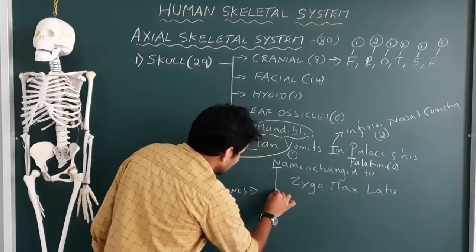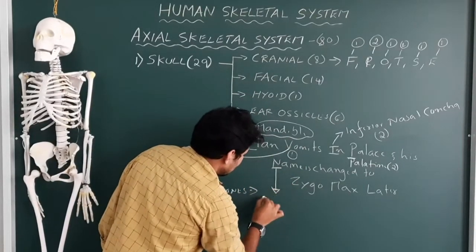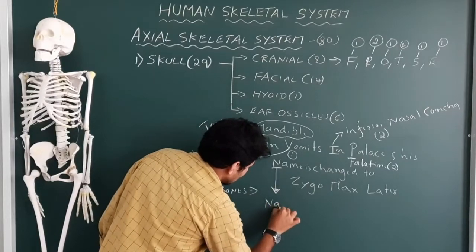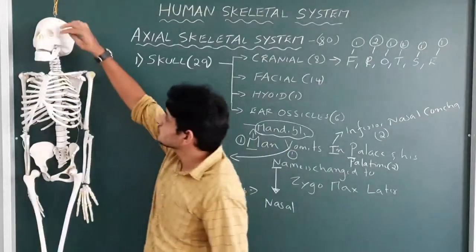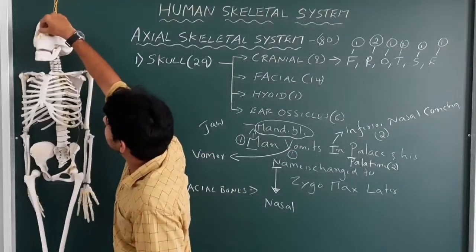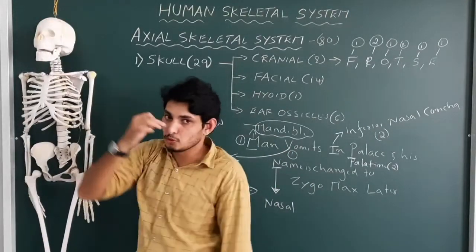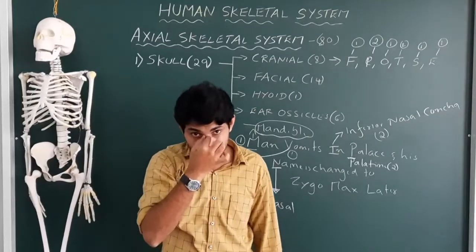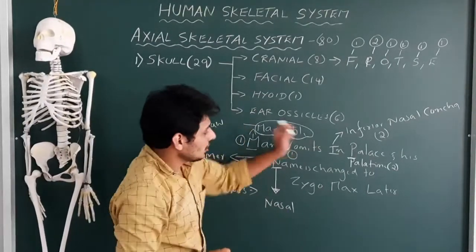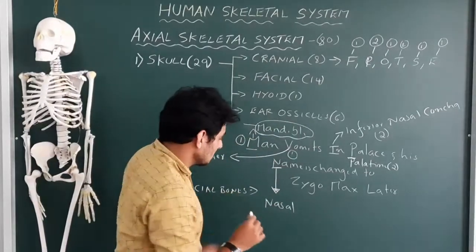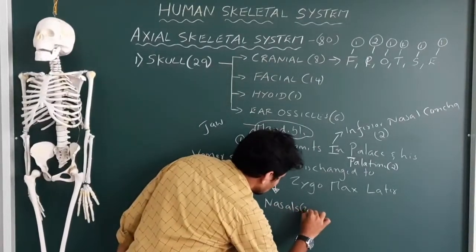So what is the meaning of N, the capital letter N here? That is nothing but nasal. A very important bone. There are a pair of nasal bones. Exactly here you see a pair of nasal bones. This is one nasal bone, this is the other nasal bone. So this is nothing but called nasal bones. A pair of nasal bones. Let me write nasals 2.